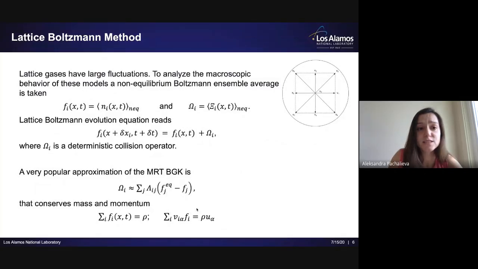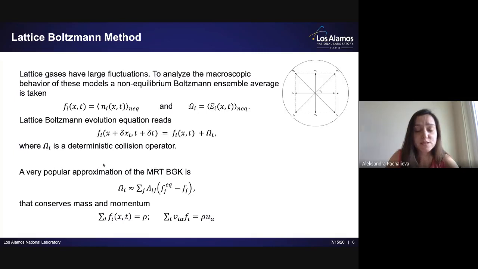After lattice gases came the lattice Boltzmann simulation. Basically, you take a non-equilibrium ensemble average over these integer occupation numbers, and you obtain real numbers f_i and a real collision operator Omega_i. In this case, the Boltzmann evolution equation is described like this. Everyone knows it, I think. And this is already a deterministic collision operator. The lattice gases were probabilistic and noisy, but here we have something deterministic.